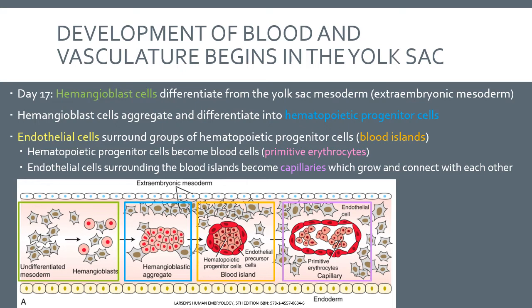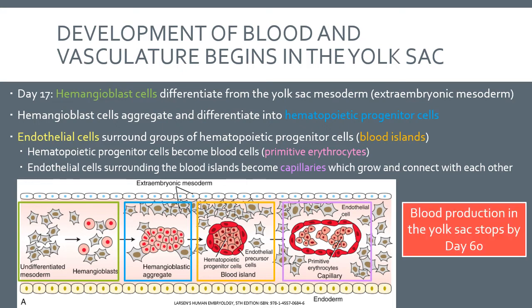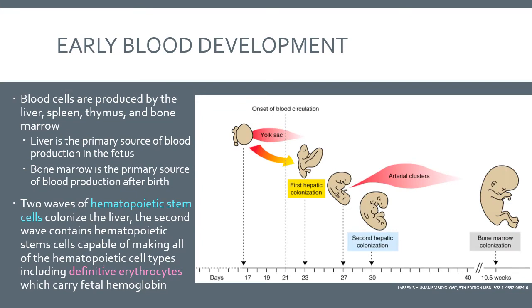Okay. Now, interestingly, this only goes on for so long. By embryonic day 60, blood production in the yolk sac stops. Okay, and we switch over to a different system of blood production. So initially, the blood for the yolk sac, the placenta, the baby, all being produced by this process in the yolk sac. But then we switch, and once we've switched over to fetal production of blood, it's initially actually the liver that drives most of the blood production.